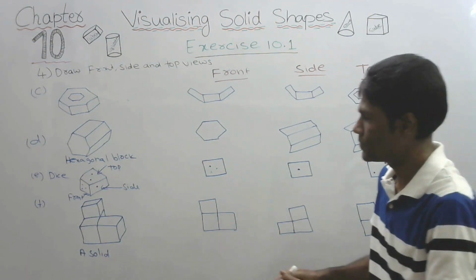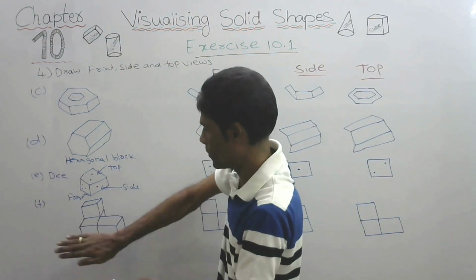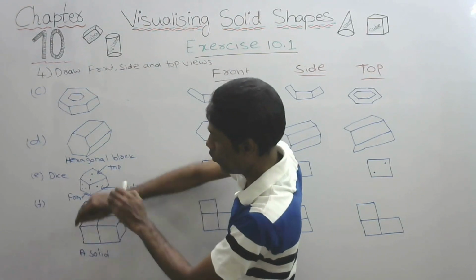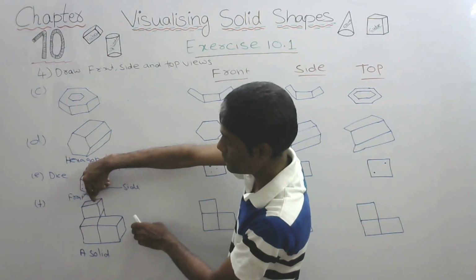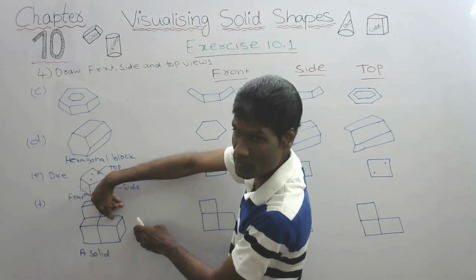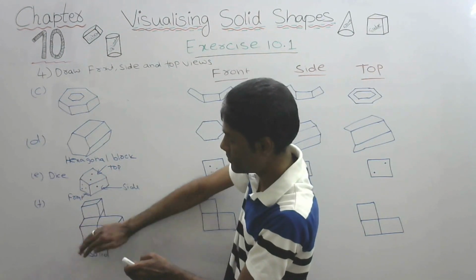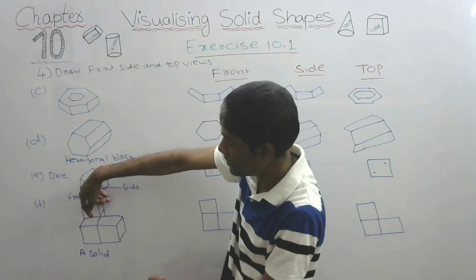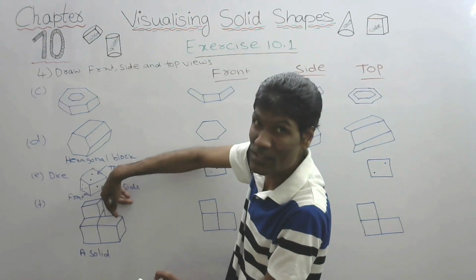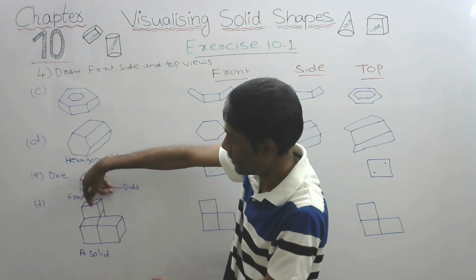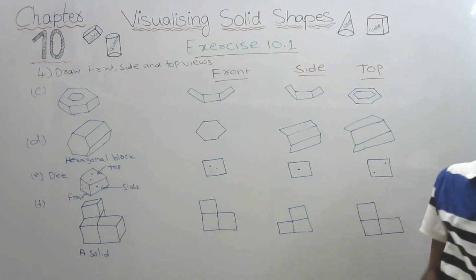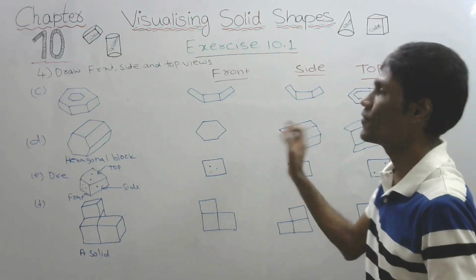And the top, when you see from the top, this is not visible, even this is also not visible, only this particular square and these two squares are visible. This can't see, this also we cannot see. So this one square, beside that one square, and this side one more square, square here, here, and this side, like this. These are the different views.